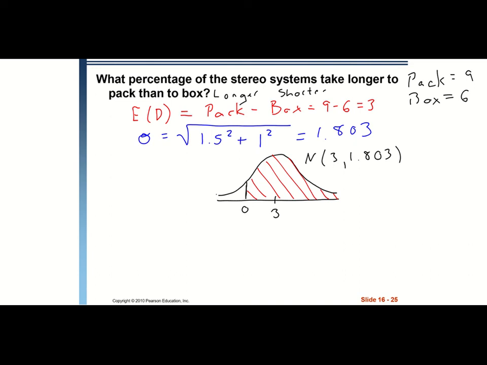So now, just like before in the last one, we find our z-score: 0 minus 3, divide by that standard deviation of 1.803, and we get our z-score. We'll get negative 1.667. Okay, go to normal CDF. That's going to give you the area of this shaded section right here, which is 0.9522. So there's about a 95.22% chance that the stereo systems will take longer to pack than to box.